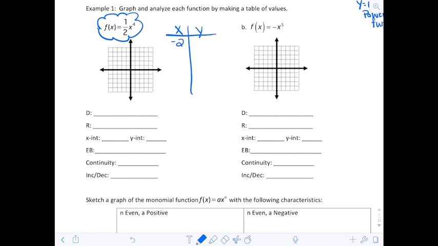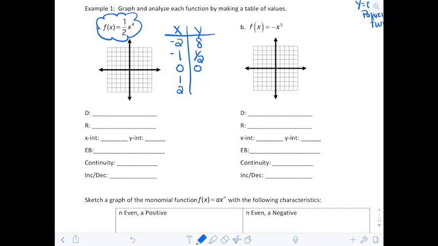When I plug in -2, I get -2 to the 4th power is going to give me a 16, and then half of that will give me 8. I'm going to plug in -1. -1 to the 4th power is +1, and half of that will be 1/2. I'm going to plug in 0, which of course will be 0. Then I'm going to plug in 1 and 2, which raising those each to the 4th power is not going to have any effect on the sign. So I'm going to again get 1/2 and 8.